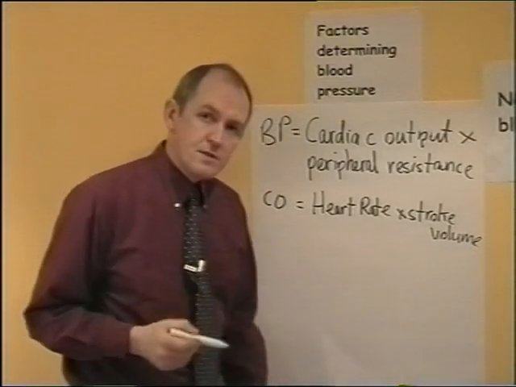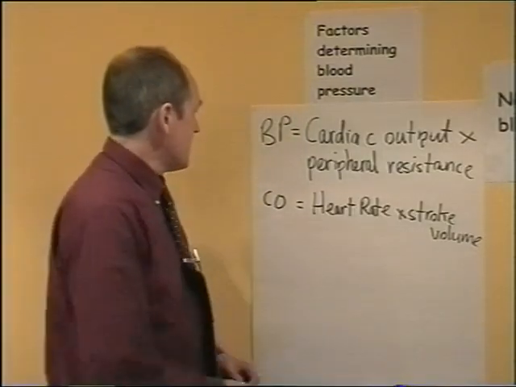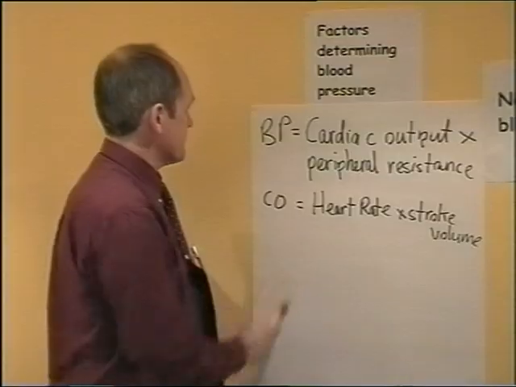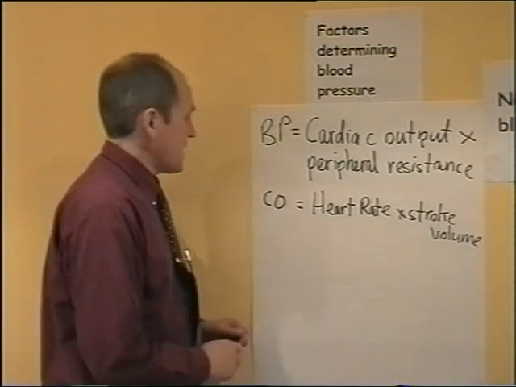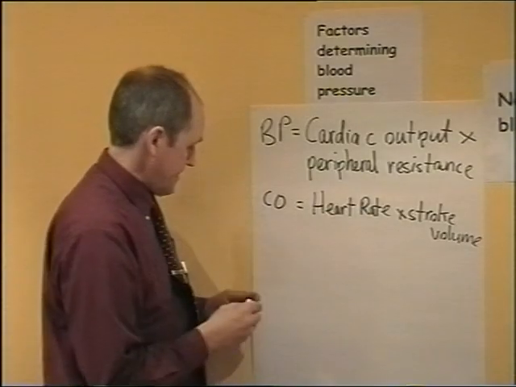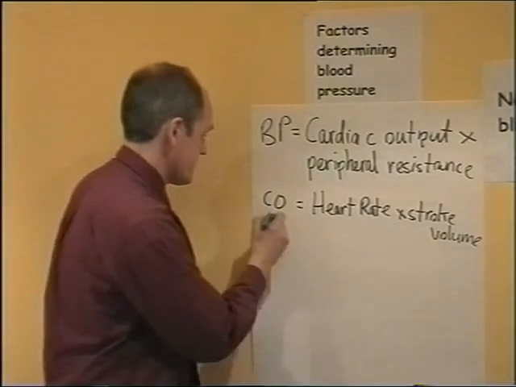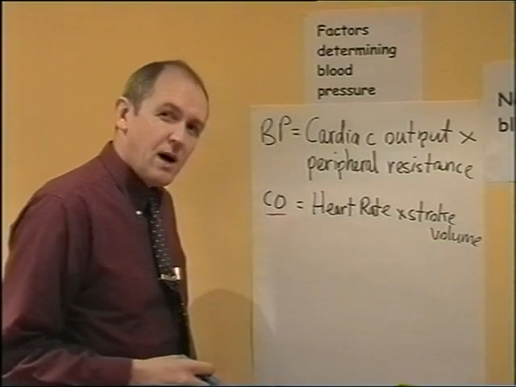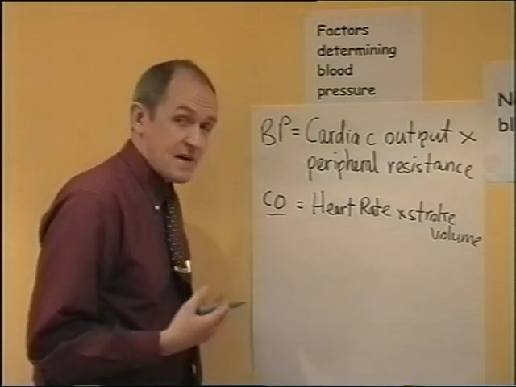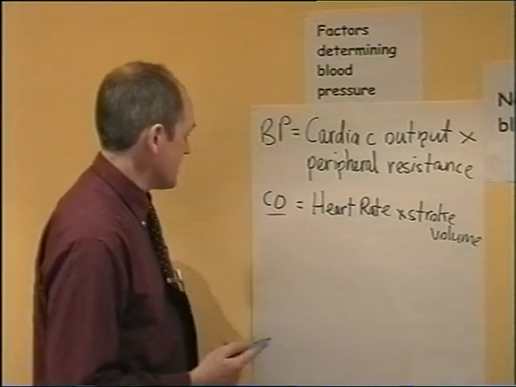Now let's think about what these terms mean. Blood pressure equals cardiac output times peripheral resistance. So let's start with the cardiac output to decide what cardiac output means. Now, cardiac output is actually a volume of blood pumped out by the heart per minute, pumped out by the left ventricle per minute in this case.